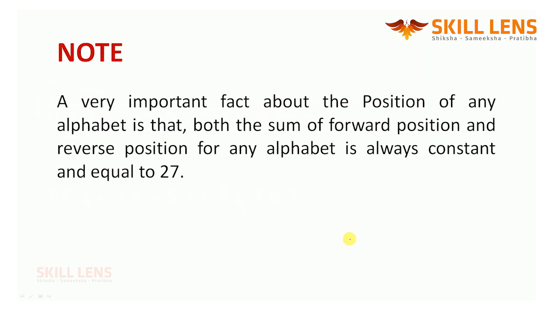So that is what I have written as a note here. Some very important fact about the position of any alphabet is that the sum of the forward position and reverse position of any alphabet is always constant and equal to what? 27. When you come across a sum of 27, those letters are called what? Opposite letters.